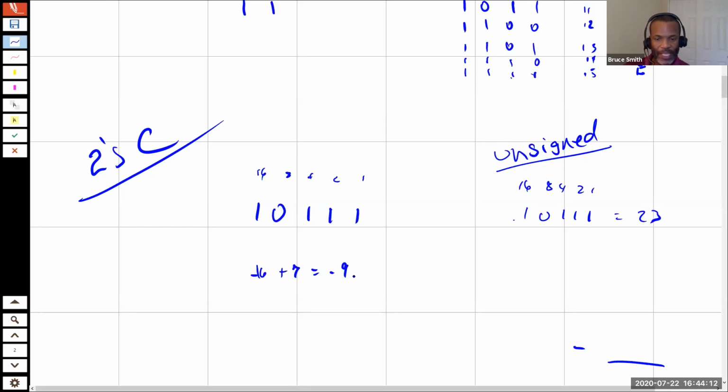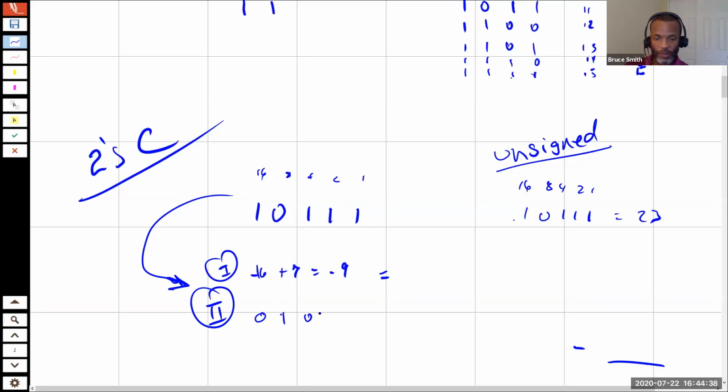And so that's kind of the shortcut. Oftentimes, this will be easier to work with. That's the one shortcut. The other way is, let's flip the bits and add 1. So let's take all of these bits and invert them. Flip all of the bits and add 1.